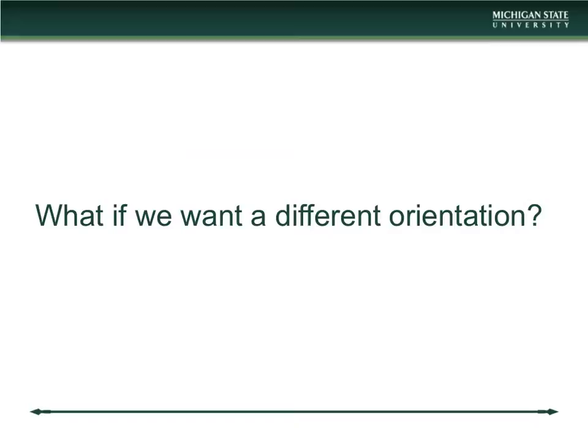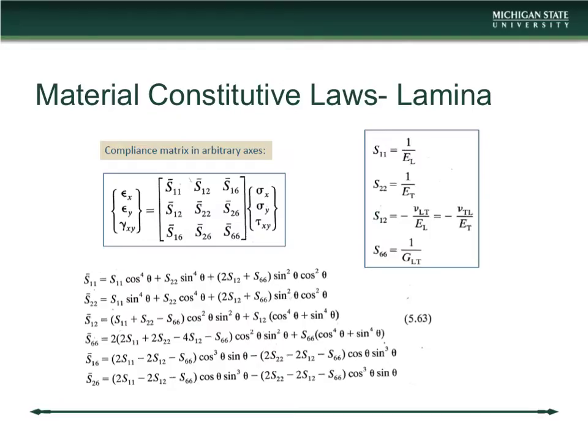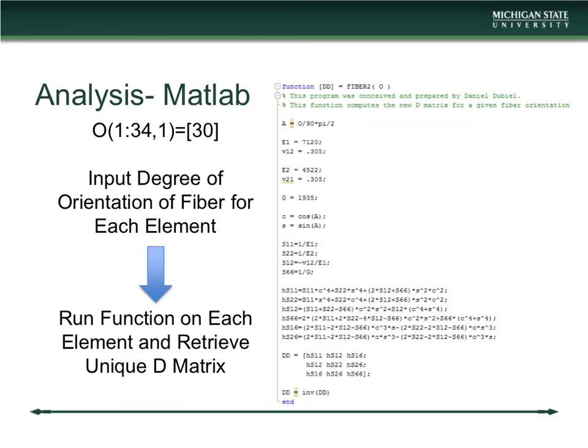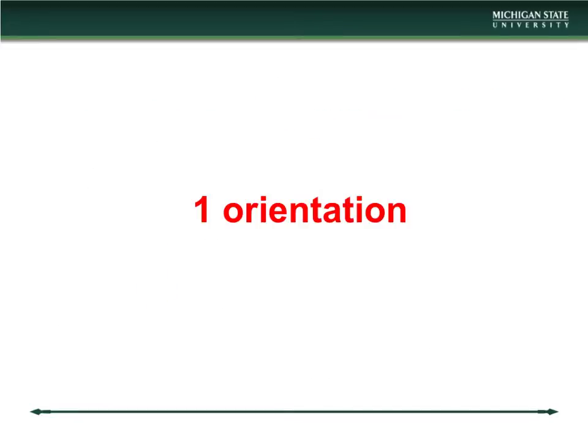Because we want a different fiber orientation, we have to use this lamina material law, where we're going to input our orientation tensor and it's going to spit out a new D matrix. Of course, we've got to invert this to get our stiffness matrix. For those of you that are still awake, what we did was we input a degree of orientation for the fiber for each element, we ran the function, and got a new D matrix. So let's try it for one orientation.